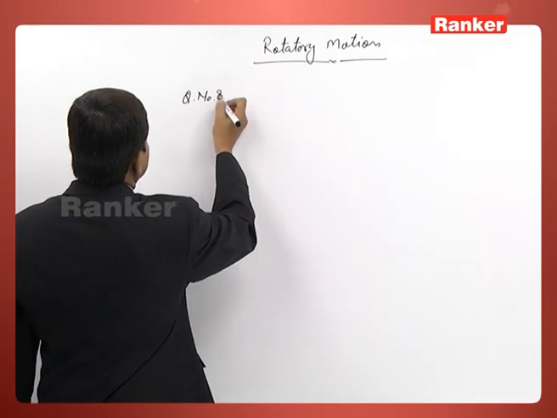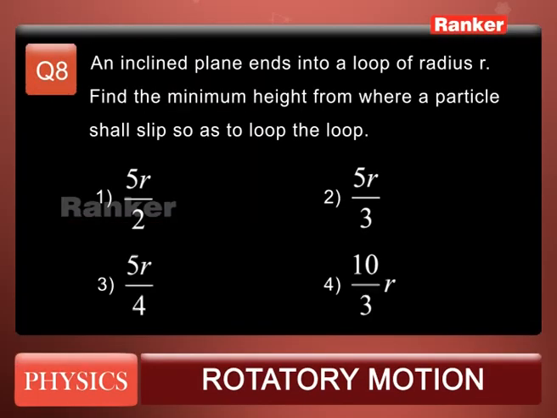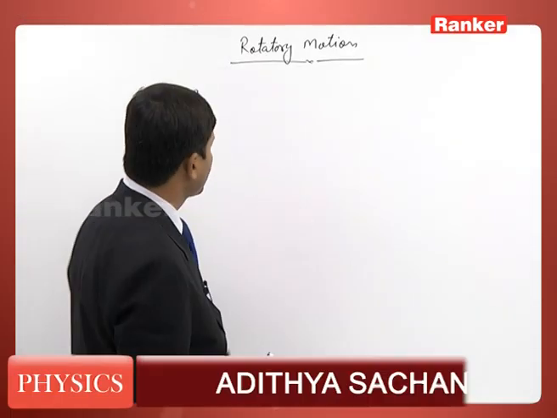Question number 8. An inclined plane ends into a loop of radius r. Find the minimum height from where a particle shall slip so as to loop the loop. The first option is 5r by 2, second option 5r by 3, third option 5r by 4, and the fourth option 10 by 3r. Now see how to do this problem.